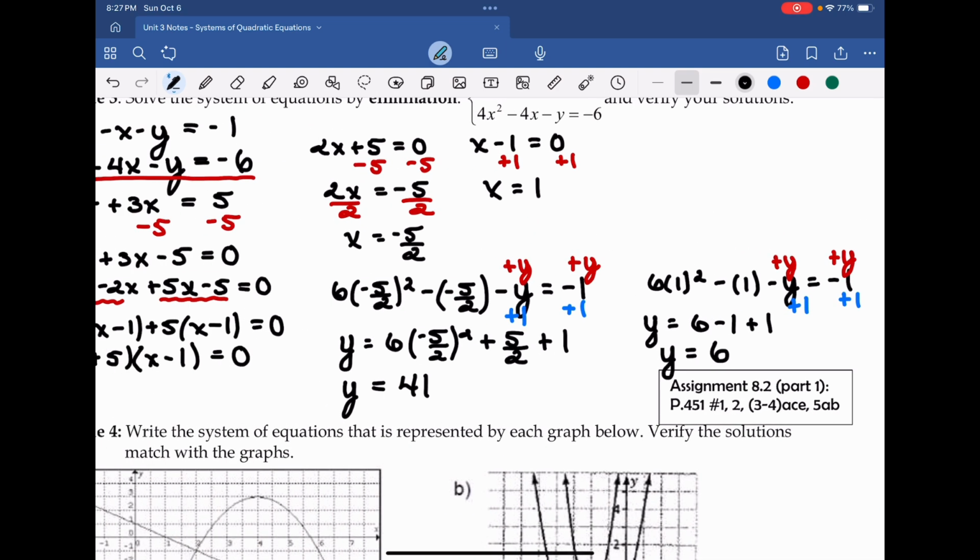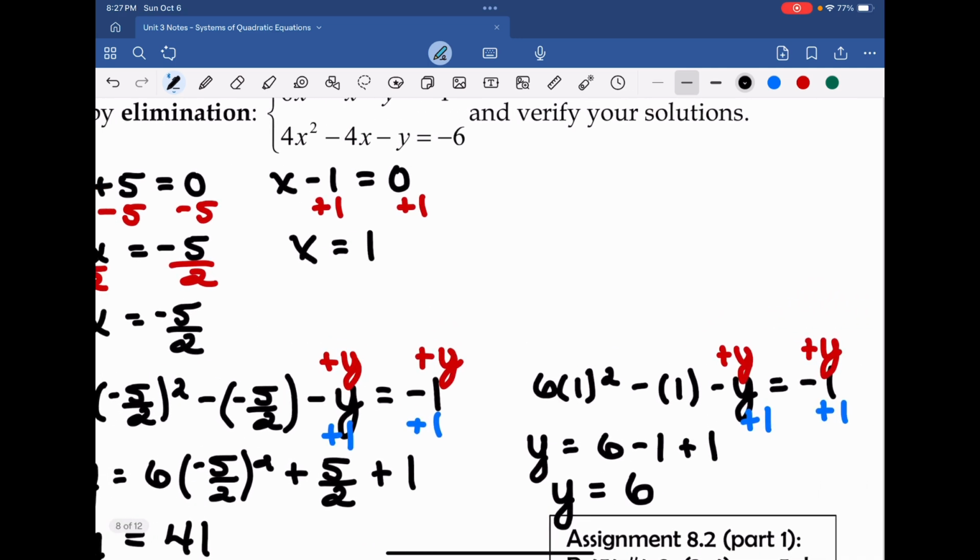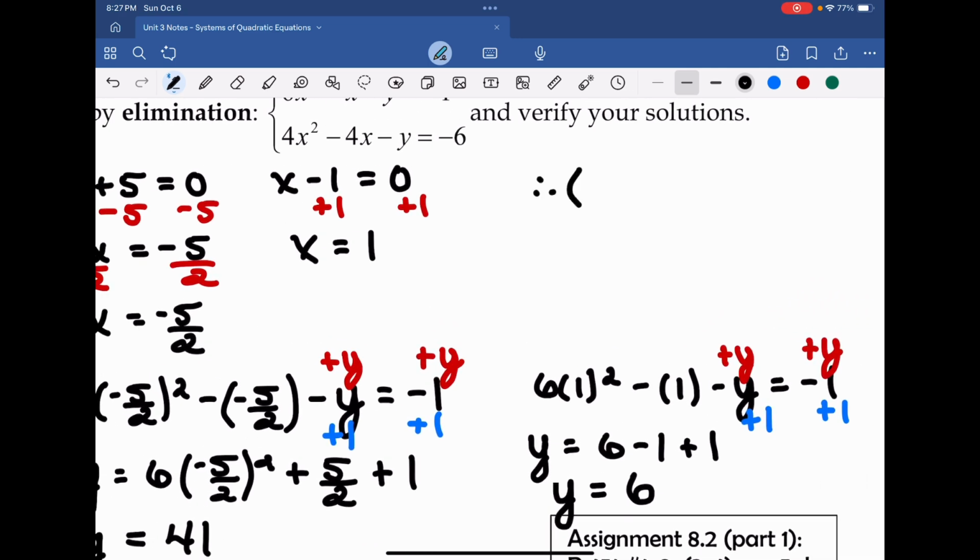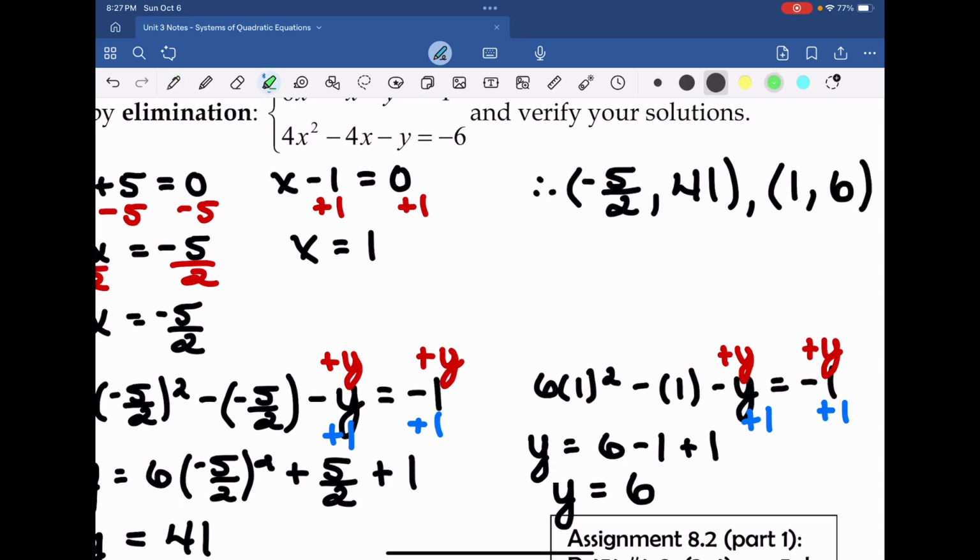There we go. Now, we actually have 2 solutions here, and we need to make sure they're both present for this situation. So I'm going to go maybe up to the top right to represent it. Therefore, for my first solution, we're going to write negative 5 over 2, which was the x value. The y value was 41. For our second one, the x value is 1, the y value is 6. Close it off, highlight these as the solutions.